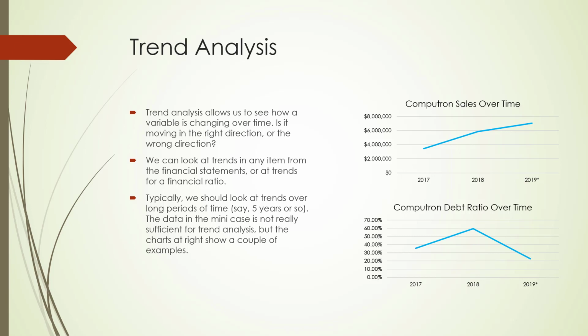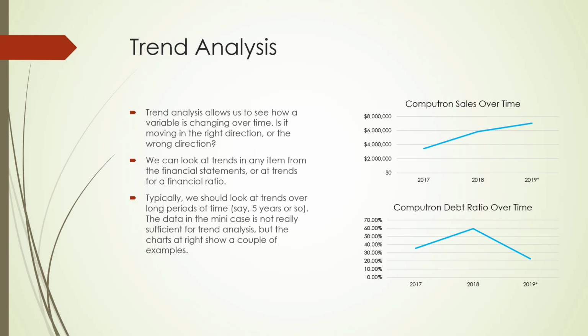And you can see that sales has been steadily rising and the debt ratio rose in 2018 and it's expected to fall quite dramatically in 2019. So we can look at these trends and draw some conclusions about whether the firm is moving in the right direction or the wrong direction. Now, one thing I should point out is that the more data you have here, the better, because these short-term movements can be very misleading.